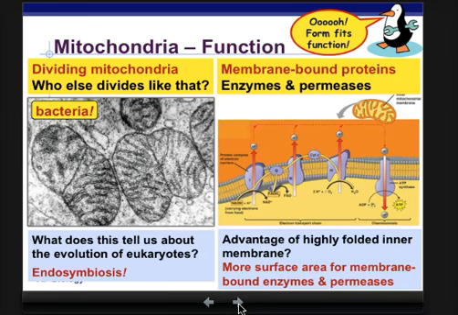All right, and the penguin reminds us that form fits function. And so the mitochondria are perfectly designed for what they have to do. They've got a lot of membranes stuffed in a small space to do a ton of high energy reactions.